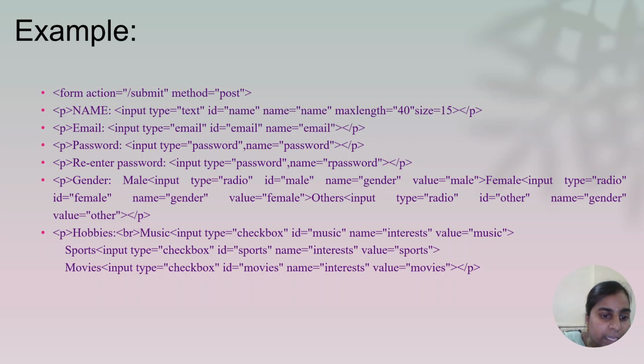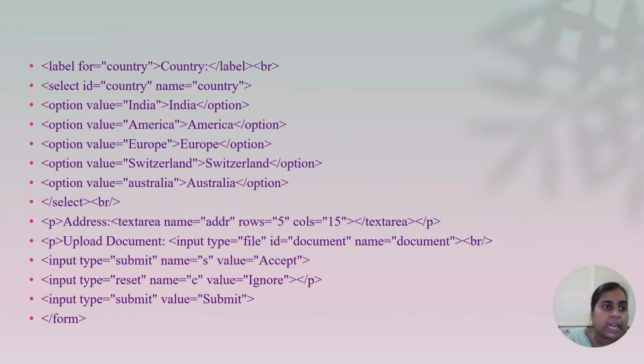So music has the input type checkbox and ID music, the name is interest, and then the value is music. The other hobby is sports, and the input type is checkbox. So I can choose two options from these three options. Then movies also has a checkbox, and movies is another hobby. So that's why here I am taking the checkboxes. Checkboxes are to select more than one option over all the options.